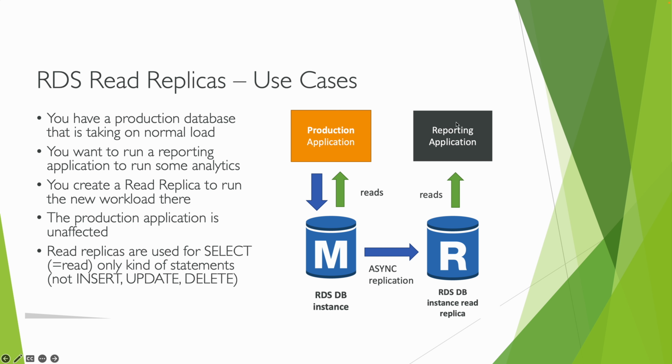We'll put the data in our reporting application, because reporting is something which only selects the data. A report gets the data from the database and shows it in the reporting application, so there won't be any inserts or updates. So we'll create a read replica, connect our reporting application to it, and perform the operations there. This will not affect your production application because there is no load being put on the master instance.